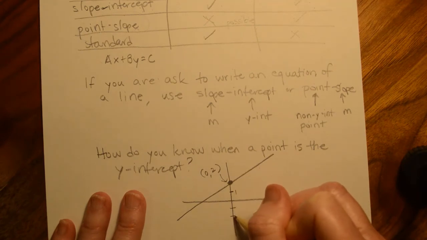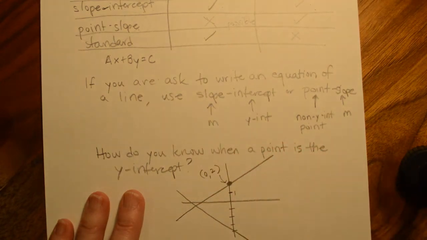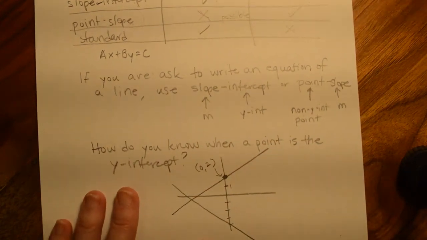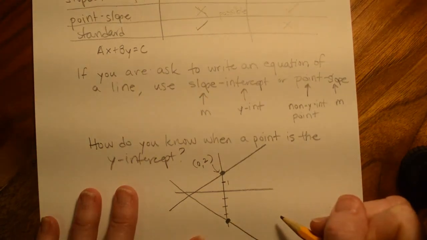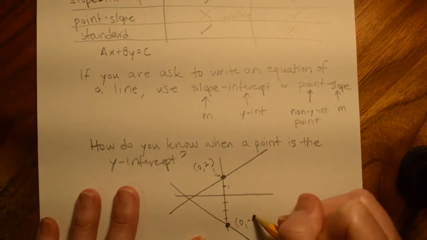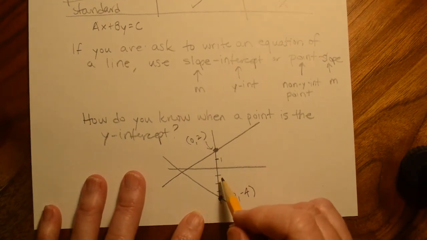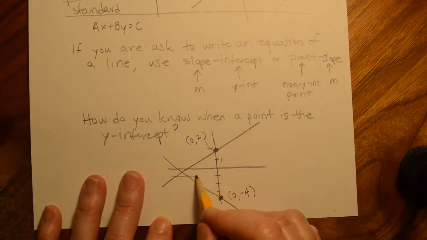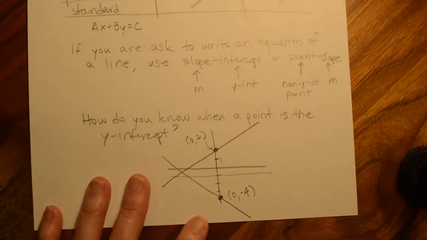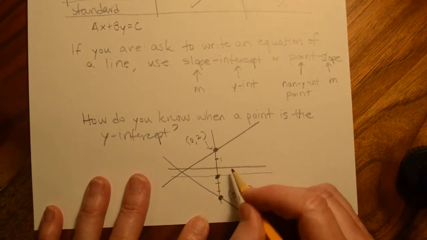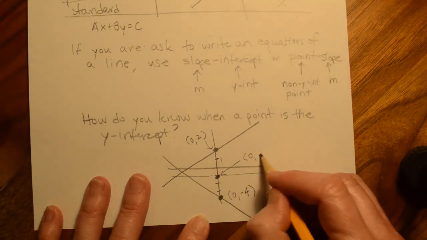All right, what happens if I gave you this one? All right, where's the y-intercept? Hopefully you're saying down here. What are the coordinates? Hopefully you said 0, -4. Right. Suppose I gave you this line right here and said, what's the y-intercept? You would say that. And then what's the ordered pair? That would be 0, -1.